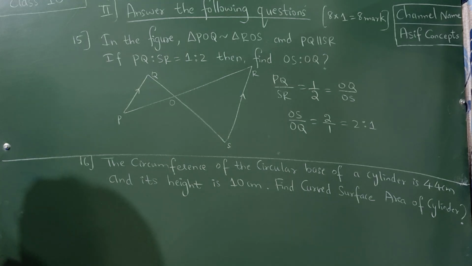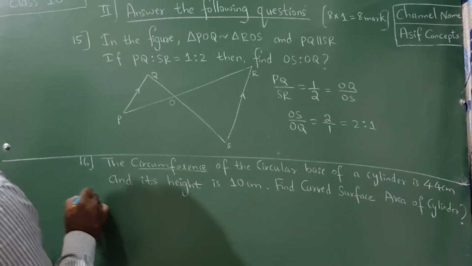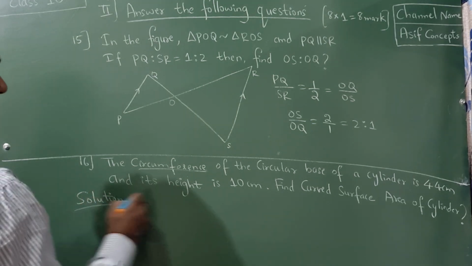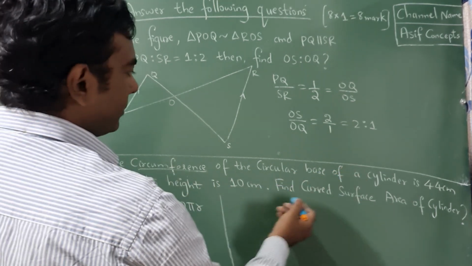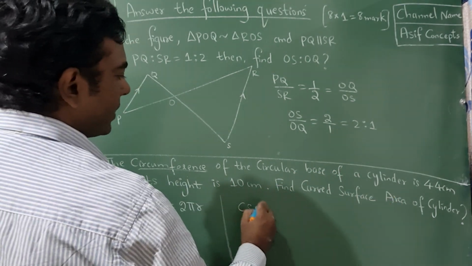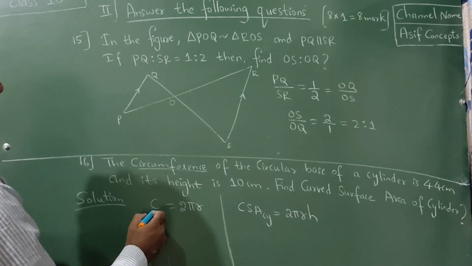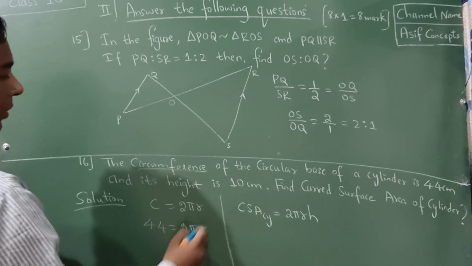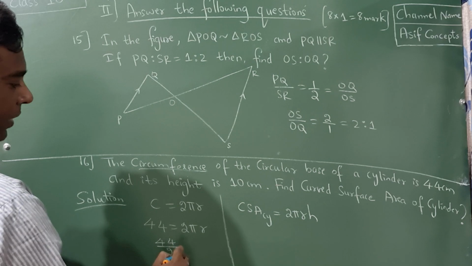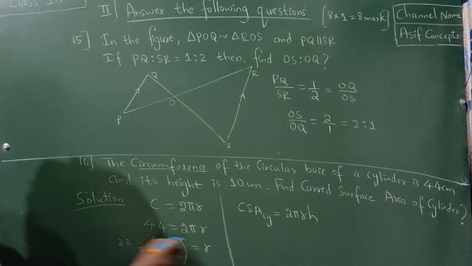Fine. 16th question. The circumference of the circular base of a cylinder is 44 centimeter. So circumference is equal to 2 pi r. And find the curved surface area of a cylinder. Curved surface area of a cylinder is equal to 2 pi r h. So how much have they given? 44 is equal to 2 into pi into r. So 44 divided by 2 pi is equal to r. 2 ones are 2, 2 twos are 4. So r value is 22 by pi.